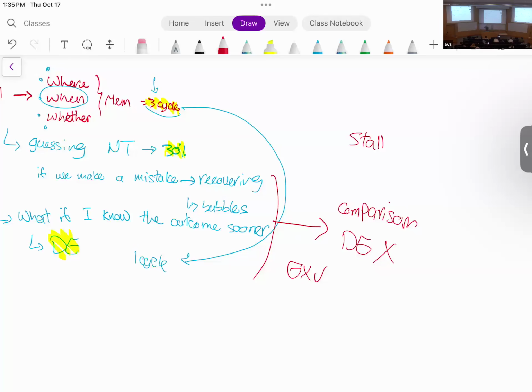The other option would have been to move the whole forwarding logic to the decode stage. But for now, let's not talk about that. What we're going to do is we're going to stall for 1 cycle and then continue.